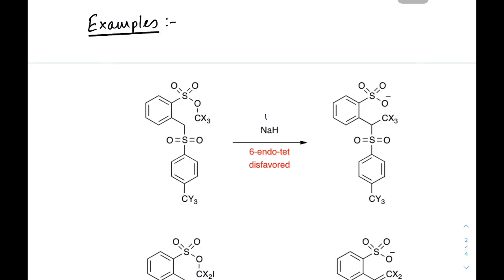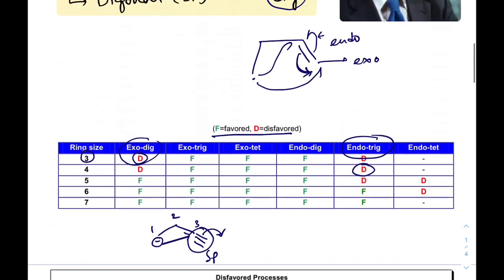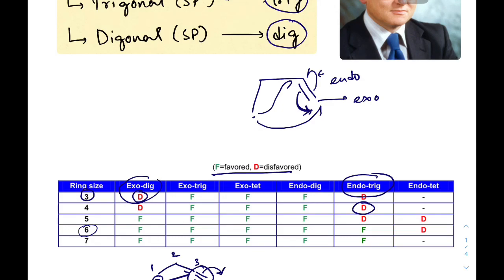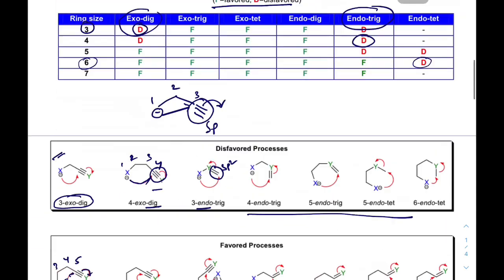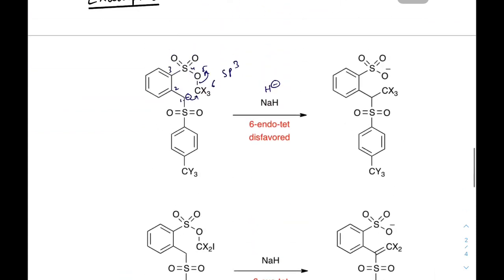In the presence of base, the hydride ion takes a hydrogen H plus from there, and this negative charge attacks over there, and this is a process. So what is the process? We have to count the number of carbons, 1, 2, 3, 4, 5, 6. So 6, and the arrow going inside the ring, so endo, and this is sp3, so this is tet. Okay, so this is disfavorable. We can see from the chart, a 6-member ring, endo tet is disfavorable, right? Therefore this is a disfavorable process.